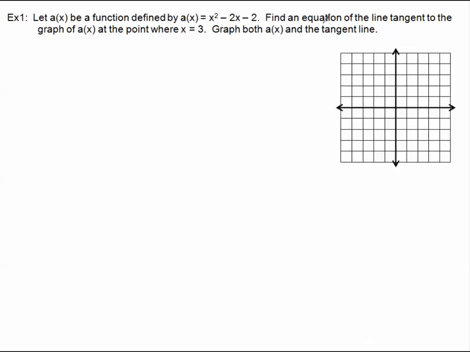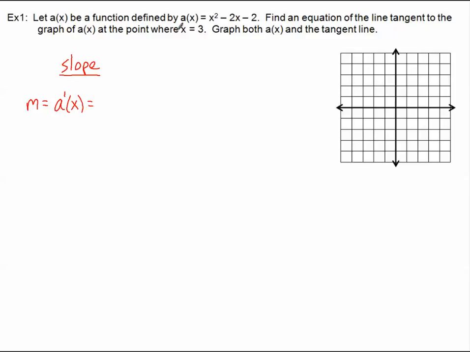So if I'm going to be writing the equation of the line in point-slope form, I need two things. I need a point and I need a slope. Let's first talk about the slope, and I'll do that over here. Since we're talking about a of x, we're talking about a prime of x. I'd like to find the first derivative.